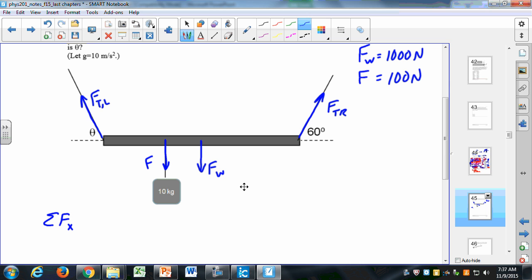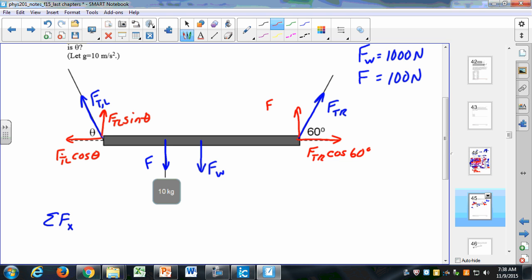Sum of the forces in the x. And what I'm going to do here is take the components of these forces. So I didn't have to do this before because all the forces are either straight up or straight down or to the left or right. But I know that this force, the component of FTL, is FTL cosine theta. And then this force is FTL sine theta. So just take the x and y components of that force. And then over here I have FTR cosine of 60 and FTR sine of 60.